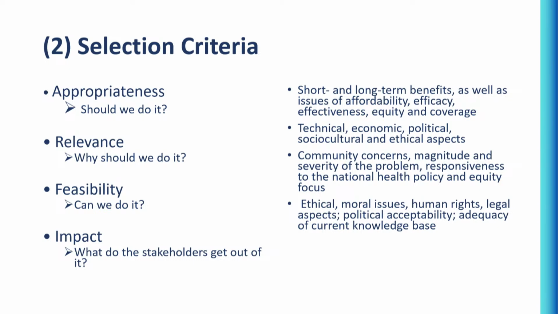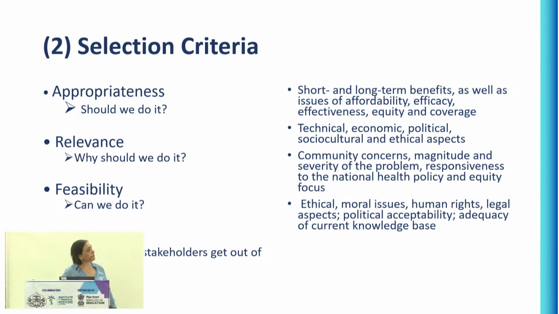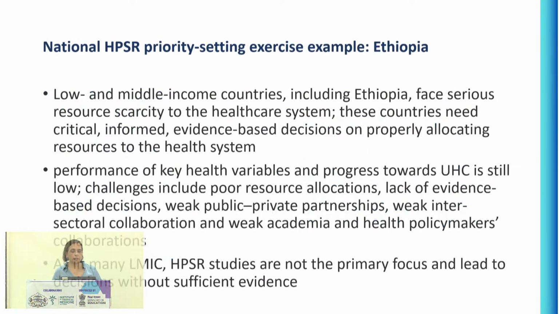So on the right is just a bit of explanation around that. So we're thinking about benefits, issues of affordability, efficacy, effectiveness, equity, coverage. Those are very classic public health or health research questions. We're thinking about issues of the technical, economic, political, and sociocultural aspects when we think about both relevance and feasibility. What are the community concerns? How big is the problem? How severe is it? Does it respond to national health policy and equity focus? And then we're thinking about the issues of acceptability. Some of the questions are outlined there. So I'm going to give you an example.